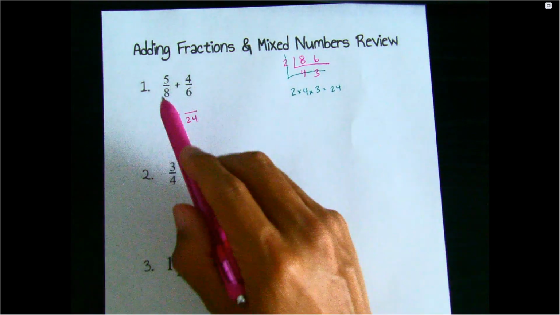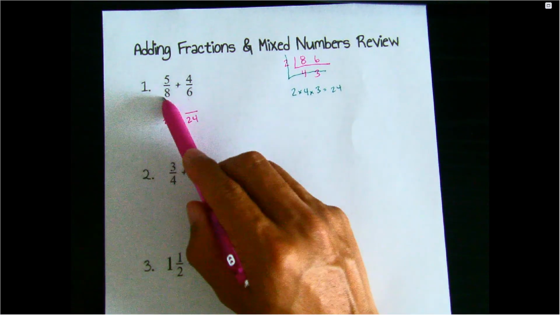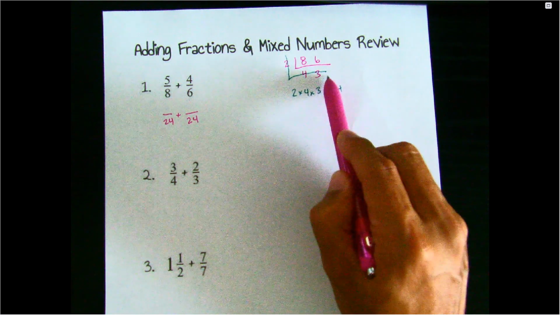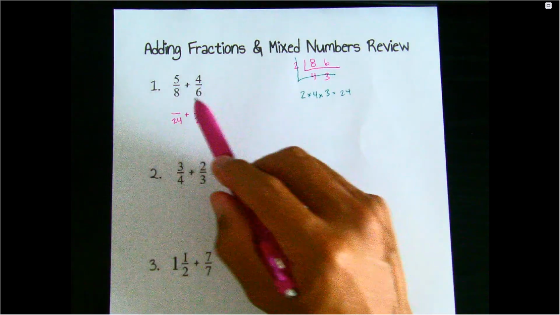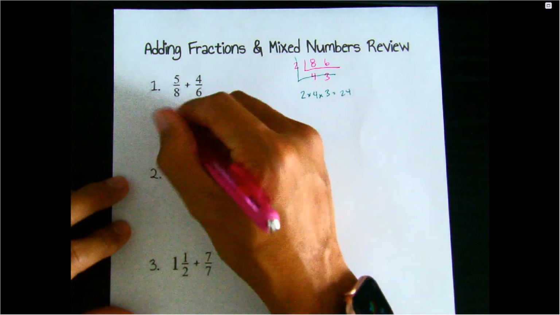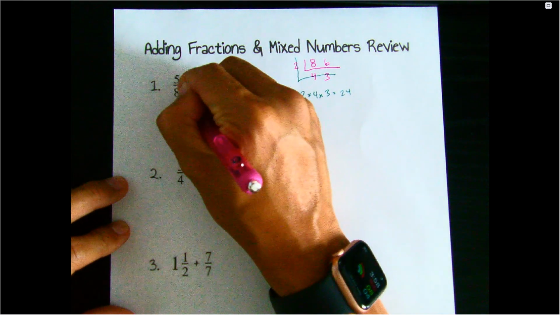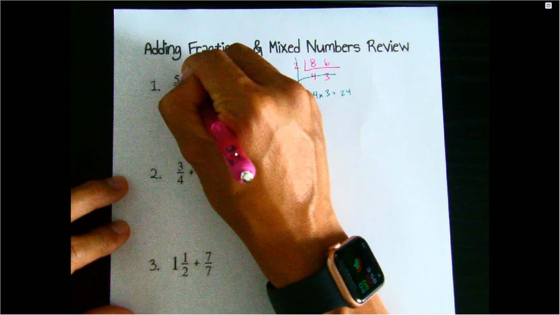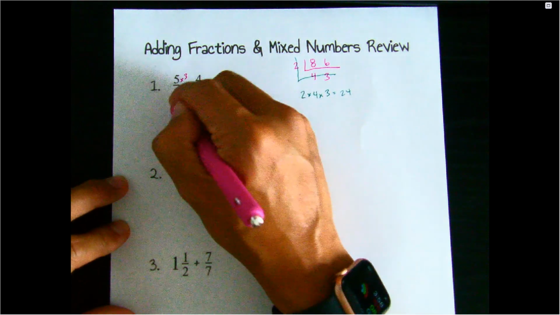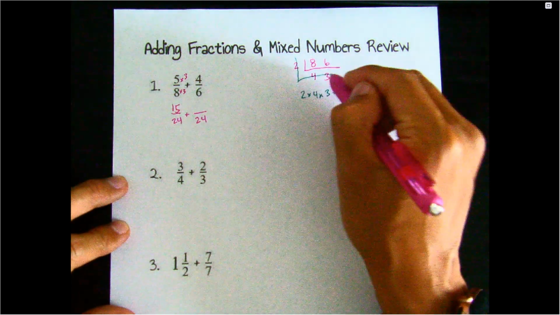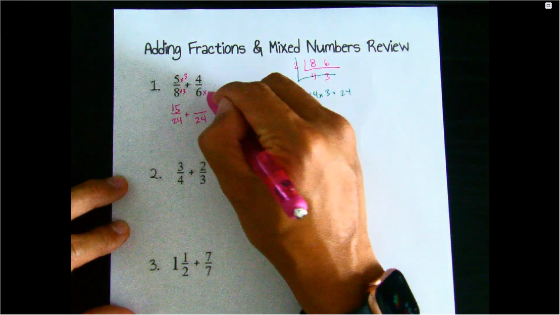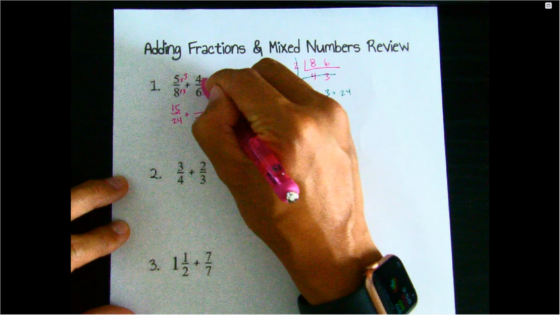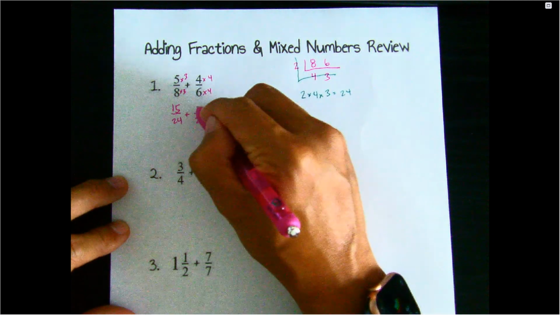So we ask ourselves, 8 times what equals 24? And we can actually look at this right here to give us a clue. It's either going to be 8 times 4 or 8 times 3. Let's see, 8, 16, 24. It looks like 8 times 3. So I multiply this by 3, which means I have to multiply this by 3 as well. So 5 times 3 is 15, which means if I multiply 6 by 4, 6, 12, 18, 24, that's right, I get 24, which means I multiply the top by 4 as well. 4 times 4 is 16.